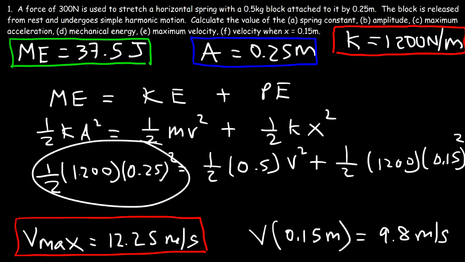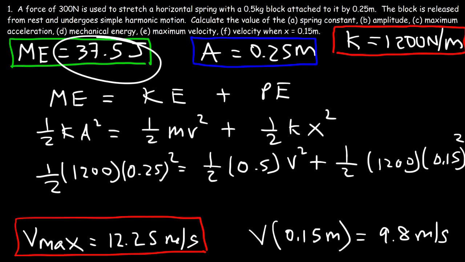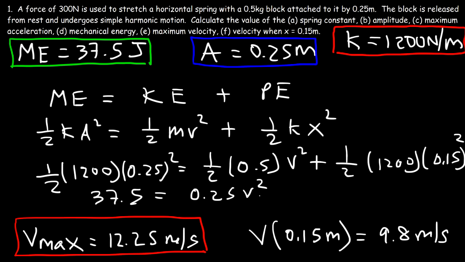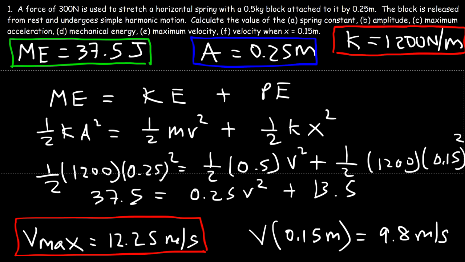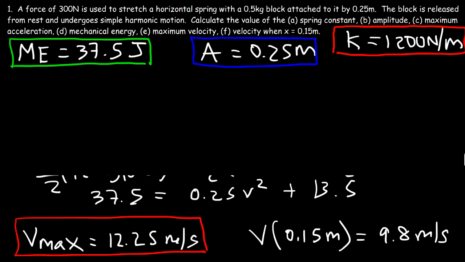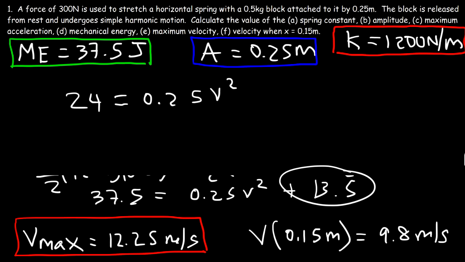Now, we already know what this is. Half of 1200 is 600, and 600 times 0.25 squared, that's 37.5, which is the mechanical energy that we had before. Half of 1/2 is 0.25. And then half of 1200, which is 600, times 0.15 squared, that's going to be 13.5. So at this point, we just got to solve for v. So first, let's subtract 13.5 from 37.5. And so that's going to be 24. So we have 24 is equal to 0.25 times v squared.